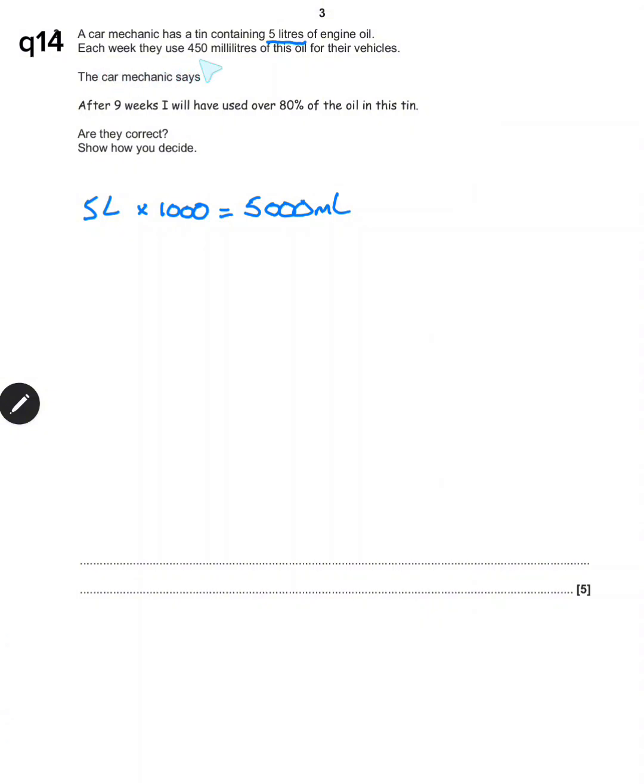The rest of the question says each week we use 450 millilitres, and after 9 weeks we'll use over 80% of the oil. So this is what we've got. Every week we use 450, and we do that for 9 weeks. So let's do 9 lots of 450 to see actually how much we use. I'm just going to use a grid method to do that.